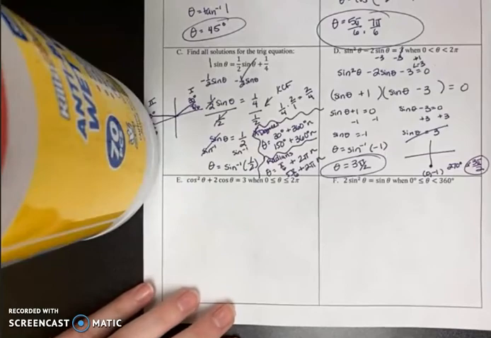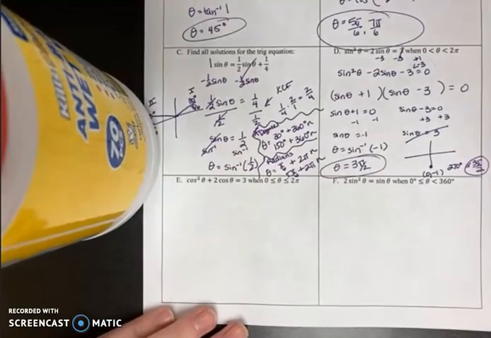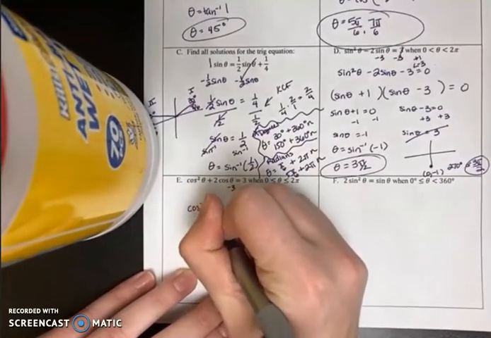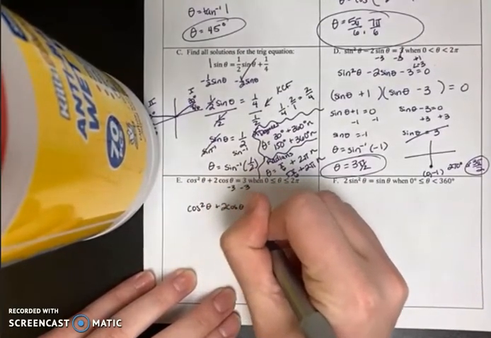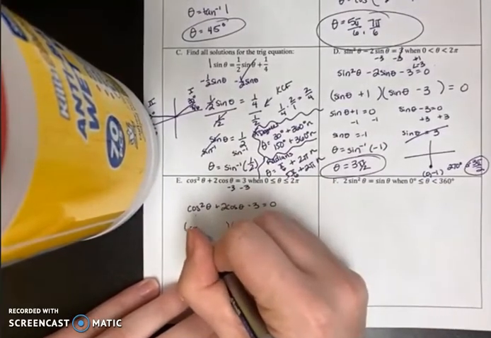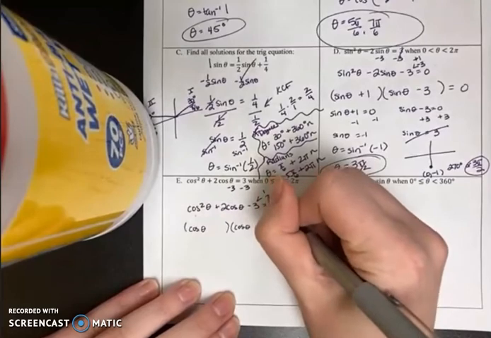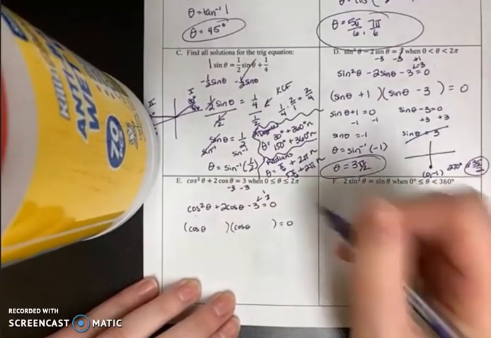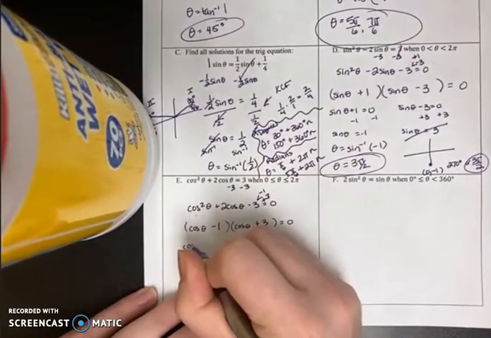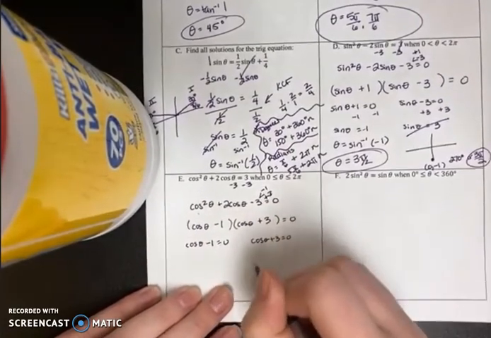Part E, same thing. I want you to set it equal to 0, and then we're going to try and factor it. So I need to subtract 3 from each side. This is a trinomial where a is 1, so I'm going to treat cosine like x. What multiplies to 3 but adds to give me a positive 2 using different signs would be minus 1 plus 3. Set each binomial equal to 0 and solve.